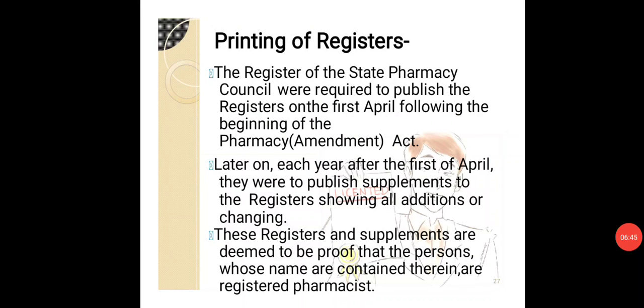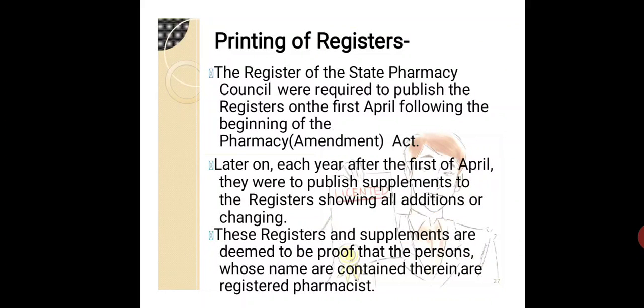In printing of register, the registers of the state pharmacy councils were required to publish the register on the 1st of April following the beginning of the Pharmacy Act. Later on, each year after the 1st of April, they were to publish supplements to the register showing all additions or changes. Then these registers and supplements are deemed to be proof that the persons whose names are contained therein are registered pharmacists.